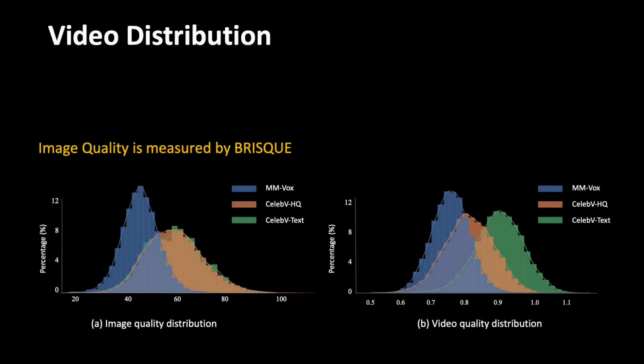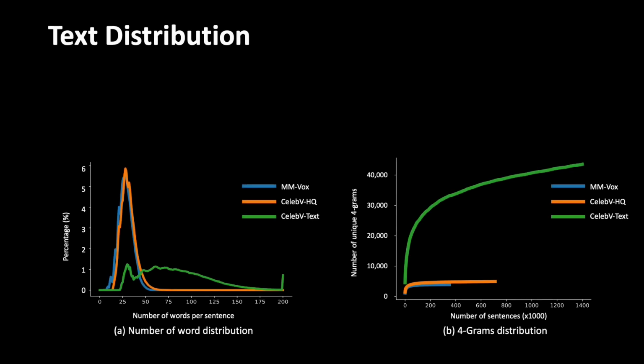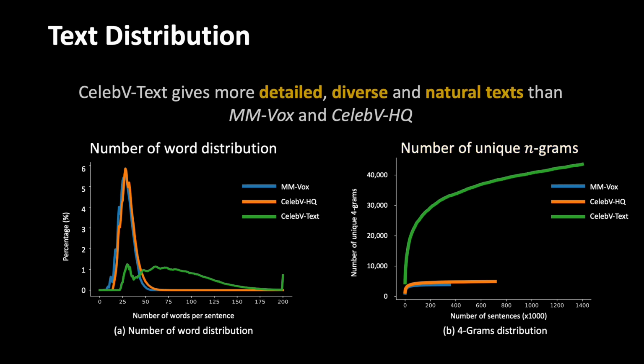We use BRISQUE as an image quality evaluation metric and VSFA for video quality measurement. CelebV-Text offers higher quality than MMBox at both image and video levels. Image quality of both CelebV-HQ and CelebV-Text is similar, while the video quality of CelebV-Text is better than CelebV-HQ. We compute the average word number per sentence and the number of unique n-grams among all 3 datasets. CelebV-Text gives more detailed, diverse, and natural texts than MMBox and CelebV-HQ.